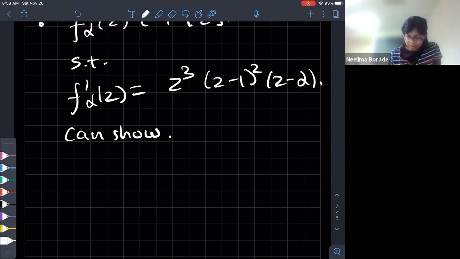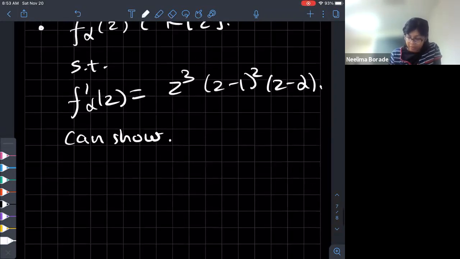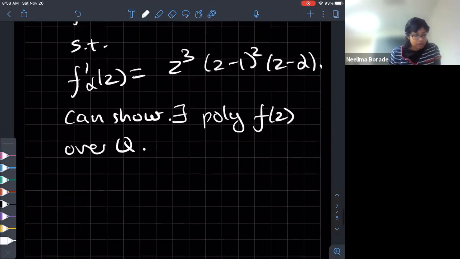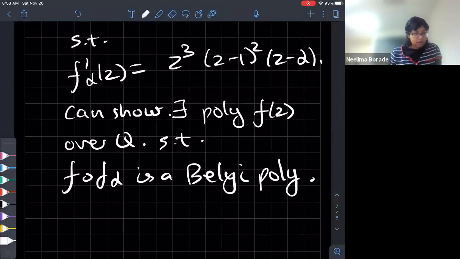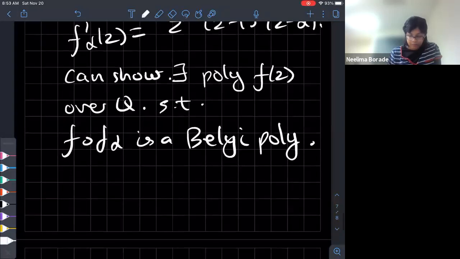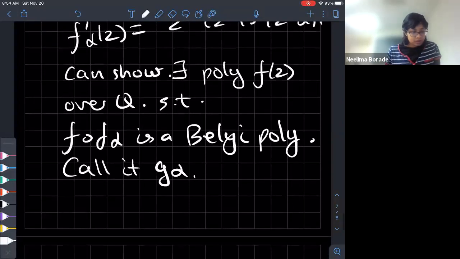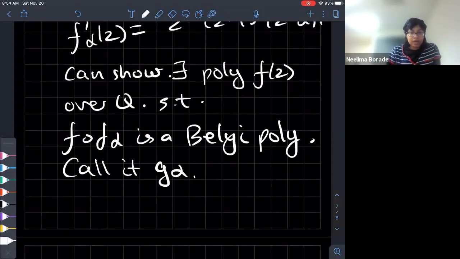Right, this trick is used in the proof of Bailey's theorem, but you can show that there is a polynomial f over Q such that f composed f alpha is a Bailey polynomial. And let's call that G alpha. Okay, so we now have a Bailey polynomial.